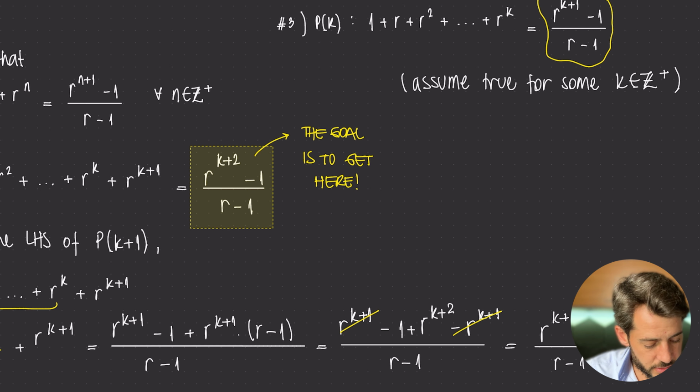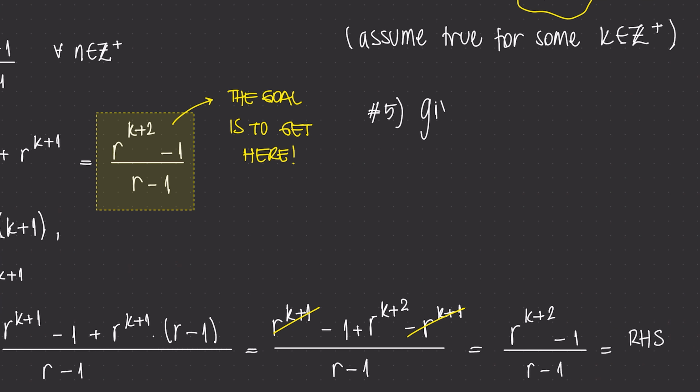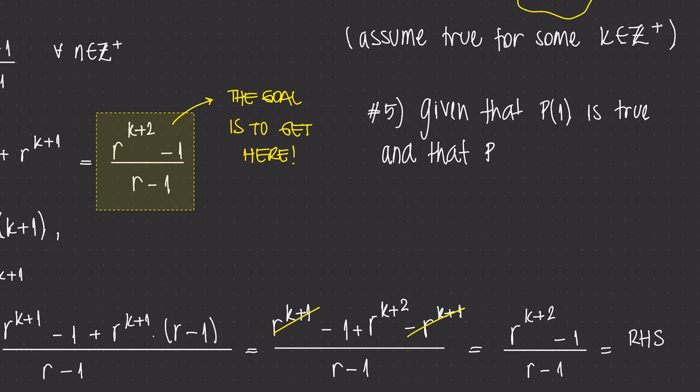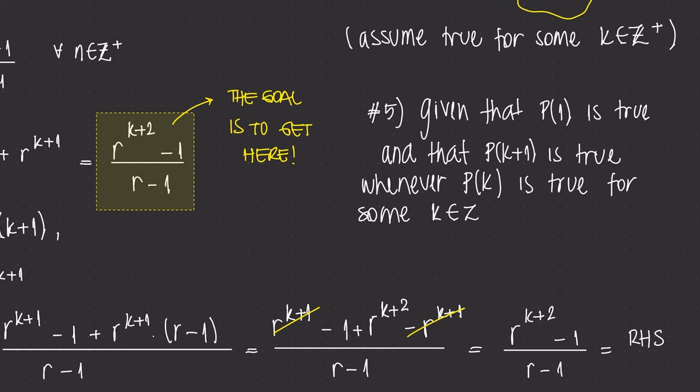Now, the hard part is done. All that is left for us to do in this example is to write the conclusion. And the conclusion has a predefined mode. You're going to write, given that P of 1 is true, because P of 1 was your base case, and that P of k plus 1 is true whenever P of k is true for some positive integer k.